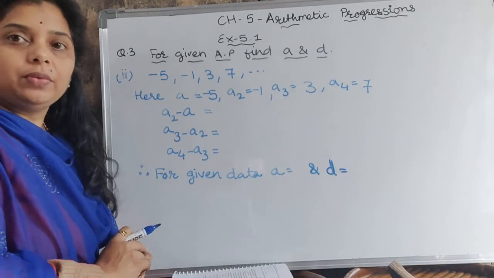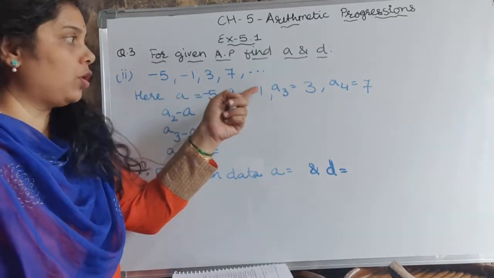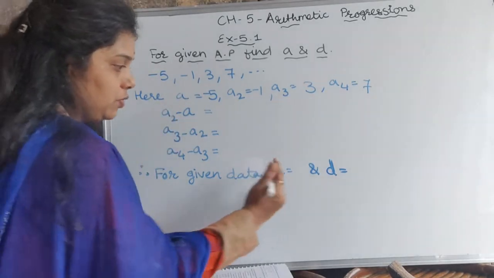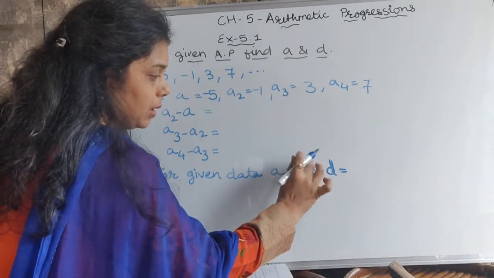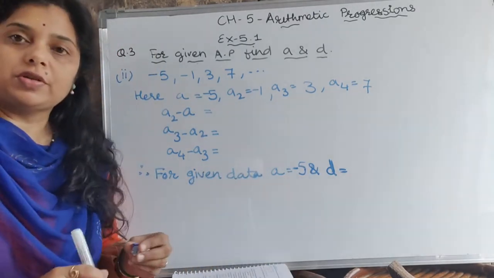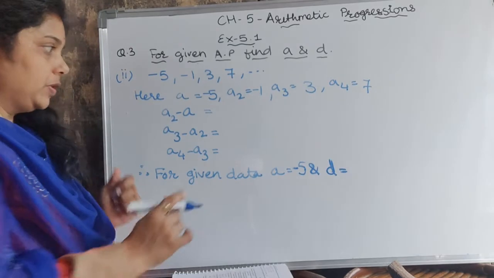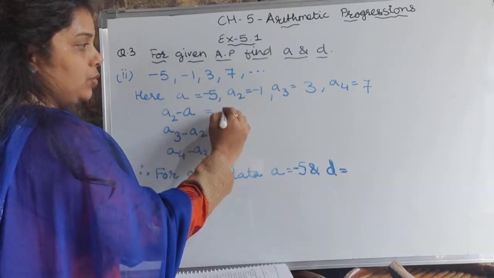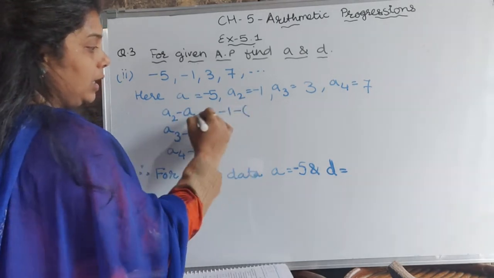Now, the second one, AP is minus 5, minus 1, 3, 7, and so on. Then the value of A, the first term, is minus 5. So first of all, we just write here minus 5. Minus 5 is the value of the first term for the given data. Now we have to find out the common difference. So again A2 minus A. A2 is minus 1 and minus A is minus 5.